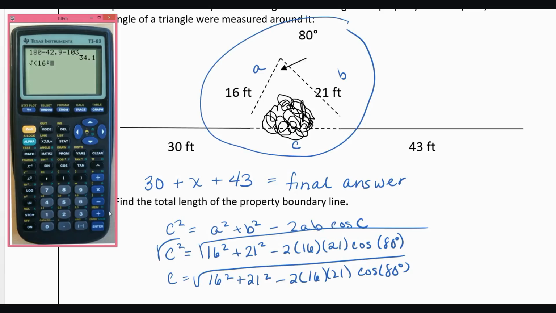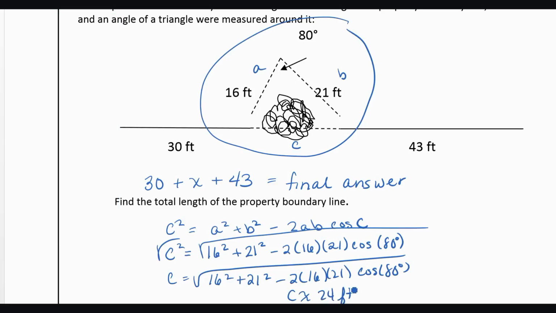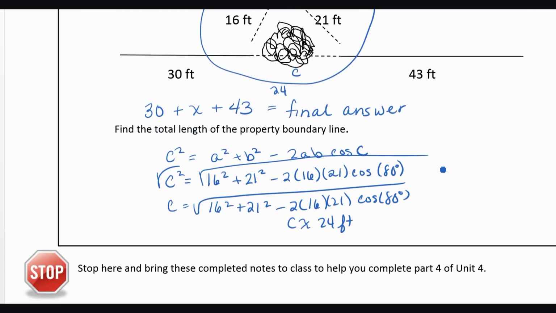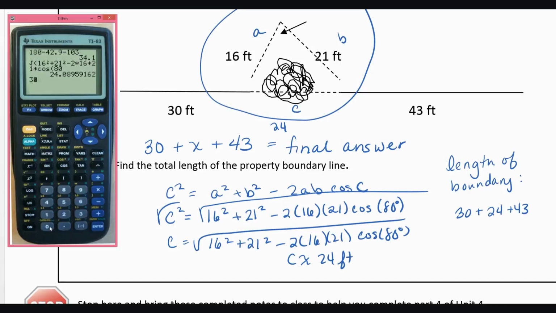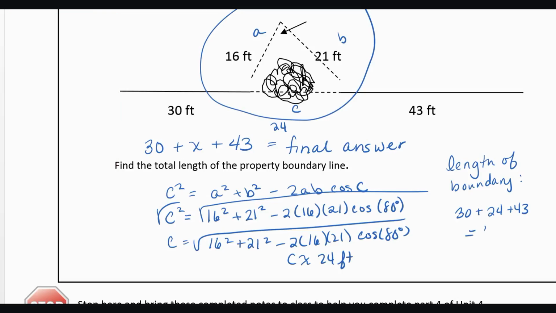So 16 squared plus 21 squared minus 2 times 16 times 21 times cosine of 80 degrees. So we see that this is about 24 feet if we round to the nearest foot. So to find the length of the boundary line, that'll be 30 plus 24 plus 43. Okay, so the length of this boundary line is about 97 feet total.